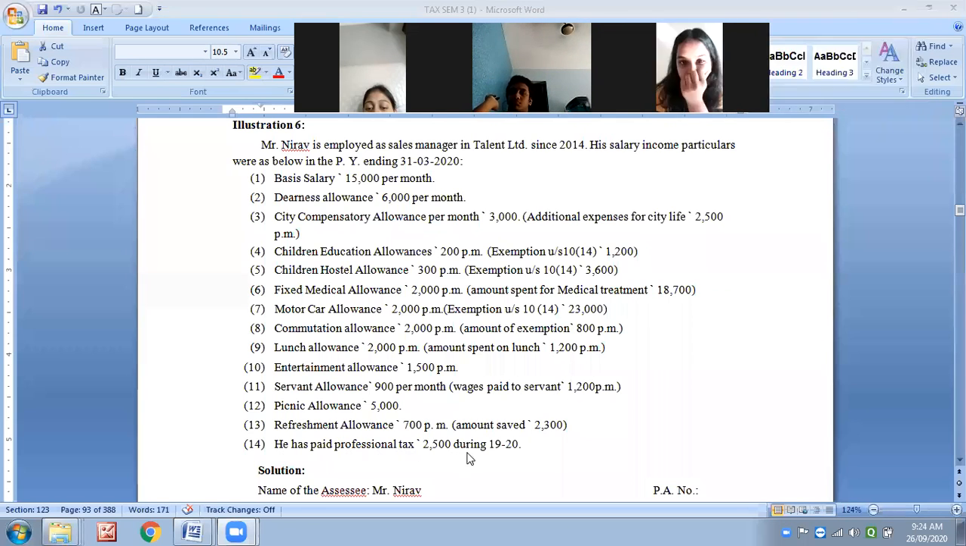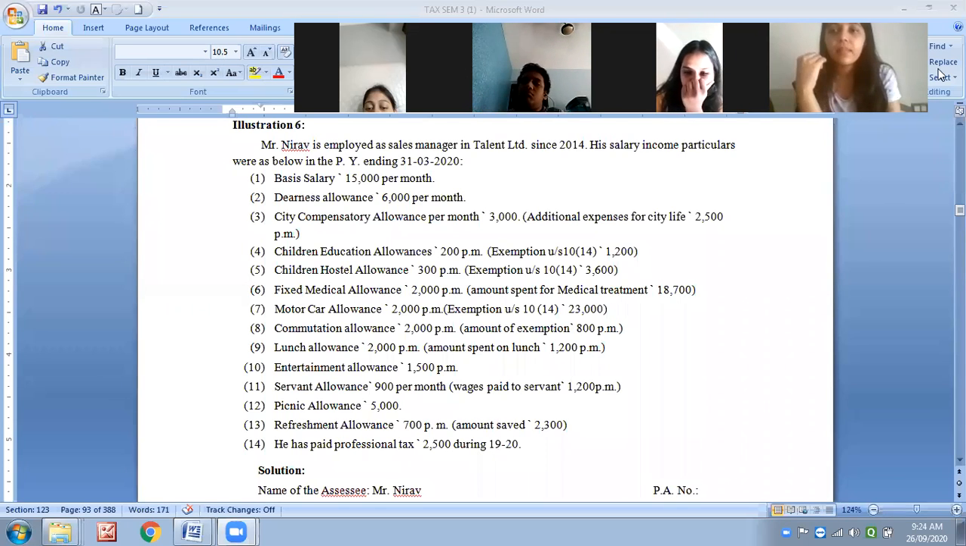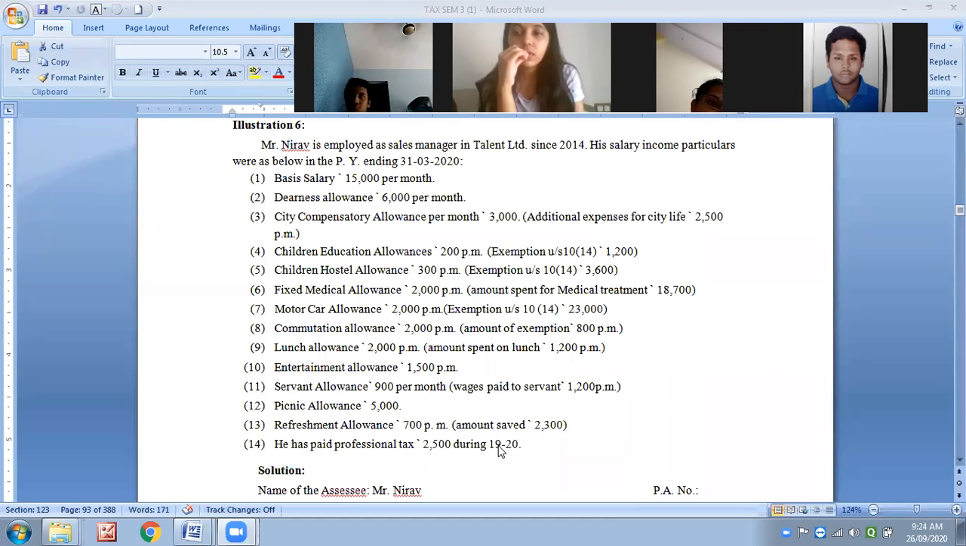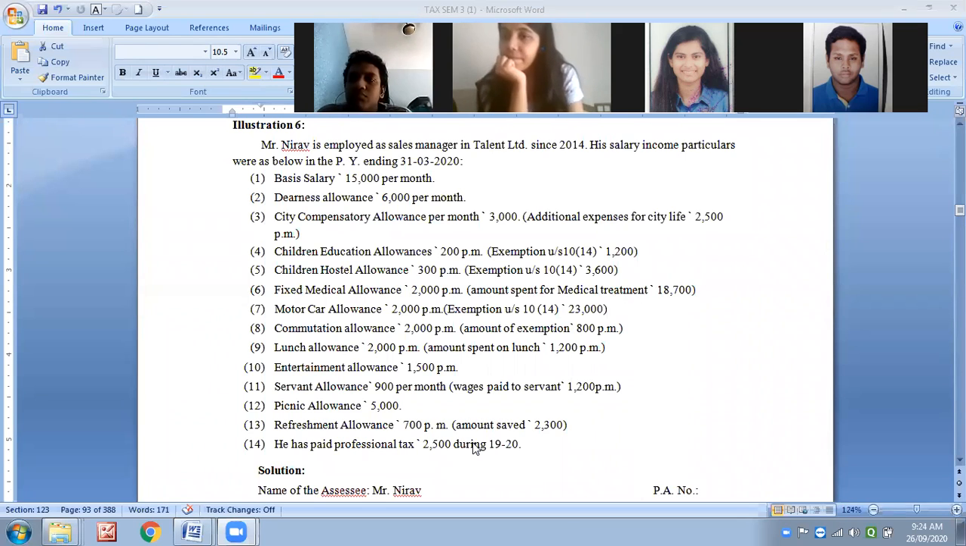He has paid professional tax 2,500 during 19-20. What will be done with this? No, not at all. We can't ignore. 16(3). Section 16, subsection 3. Not taxable.